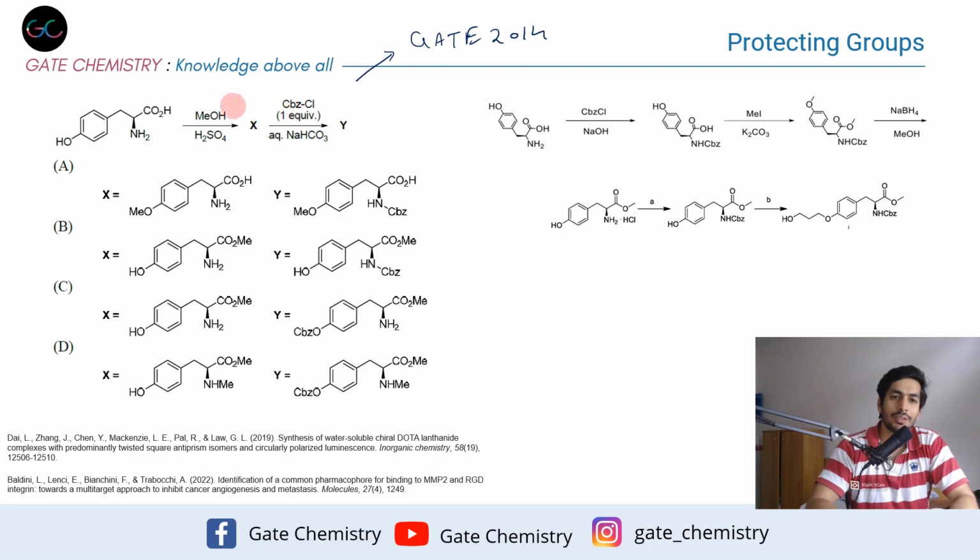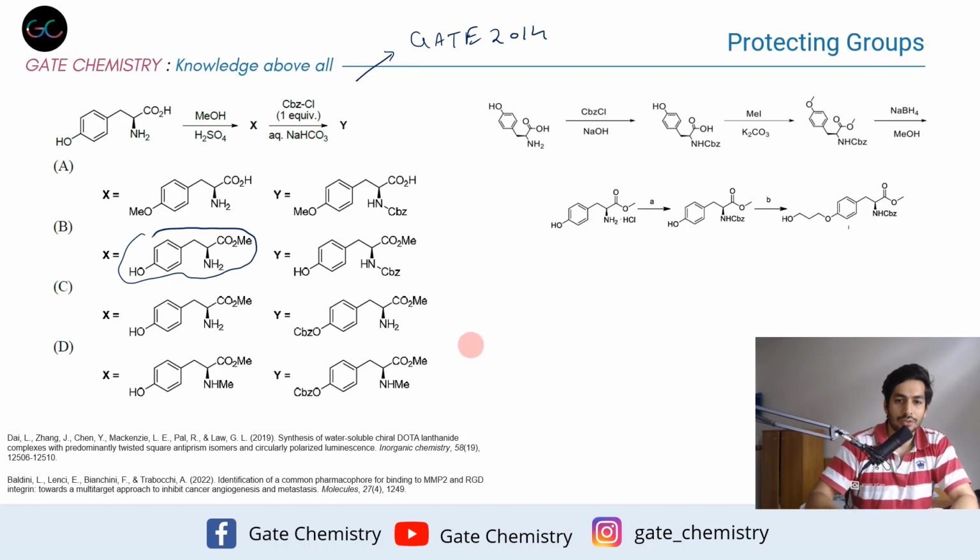Over here you can see that they have added methanol and H2SO4 in the first step. What this is going to do is simply convert your acid into the corresponding ester, right? So this is going to happen. So this is going to be formed. Okay, this is basically a protecting group for the amines.